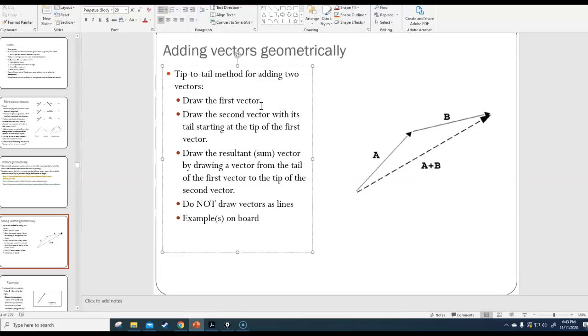You draw your first vector. It doesn't really matter where you draw it on the paper because, again, you can translate a vector however you want without changing anything about that vector. Step 2. You take the second vector and you draw it with its tail starting at the tip of the first vector. When I say the tip of the first vector, I mean the arrowhead. The tail of a vector is the side of the vector that does not have an arrowhead.